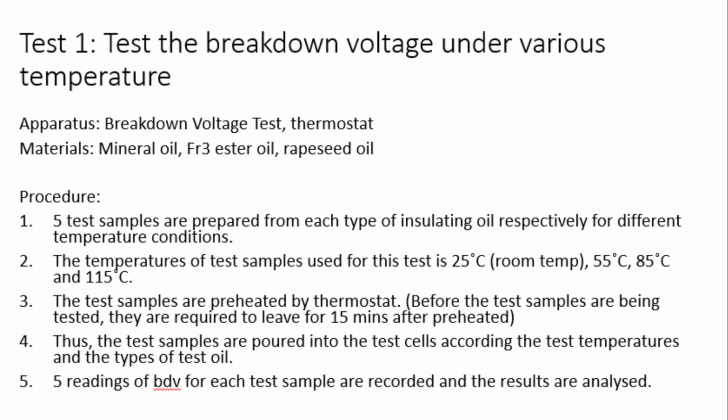The temperatures of test samples used for this test are 25 degrees Celsius, 55 degrees Celsius, 85 degrees Celsius, and 115 degrees Celsius. The test samples are preheated by thermostat. Before the test samples are tested, they are required to rest for 15 minutes after preheating. Thus, the test samples are poured into the test cells according to the test temperatures and the types of test oil. 5 readings of breakdown voltage for each test sample are recorded and the results are analyzed.